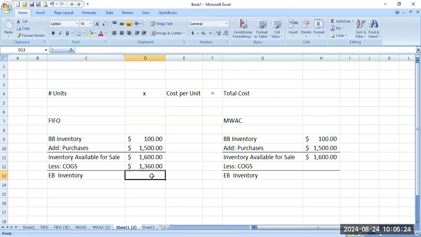Once we get those, we can calculate the ending inventory. That will be equal to 1,600 minus 1,360. Our inventory is 240 units, $340.